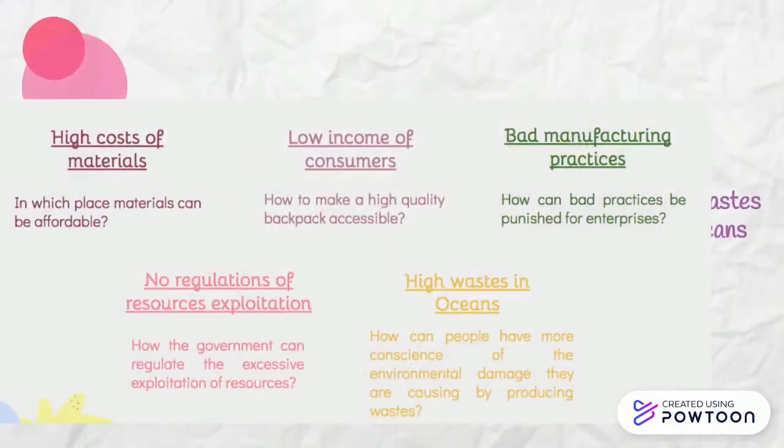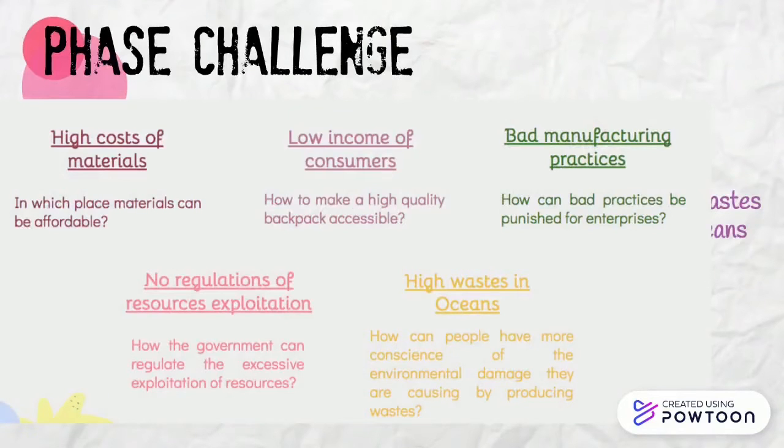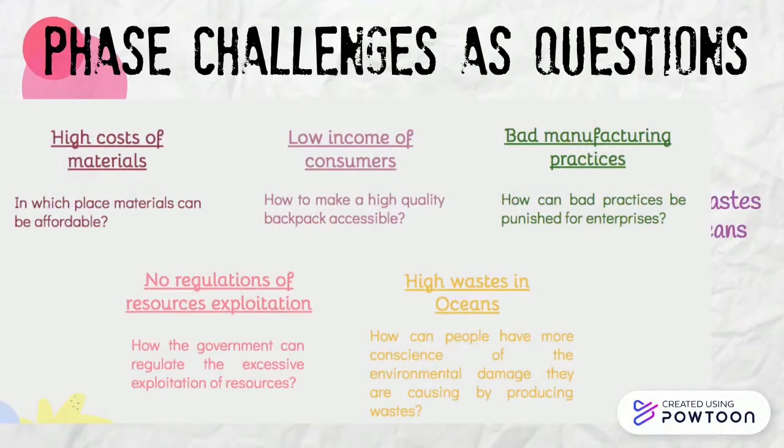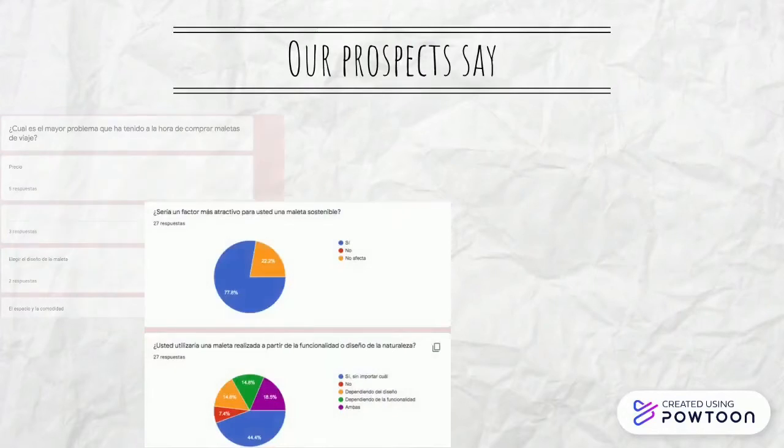Then we have to face challenges as questions. So high cost of materials: in which place can materials be affordable? Low income of consumers: how to make a high quality backpack accessible? Bad manufacturing practices: how can bad practices be punished for enterprises? No regulations of resources exploitation: so how can the government regulate the excessive exploitation of these resources? And finally, high wastes in oceans. So how can people become more conscious of the environmental damage they are causing by producing these wastes?